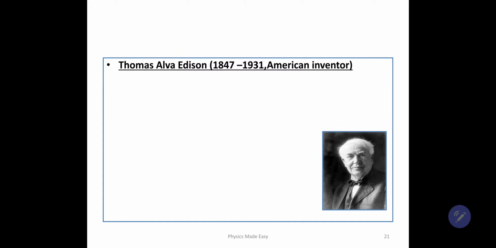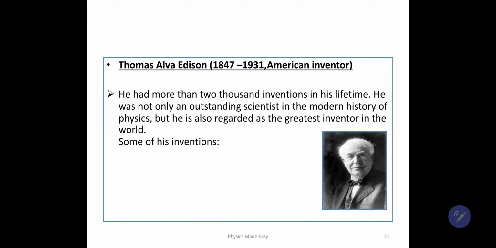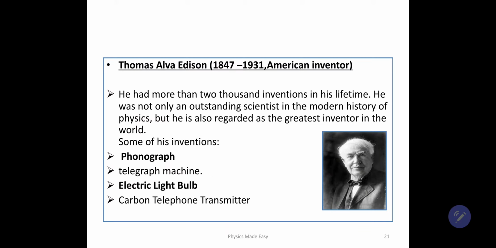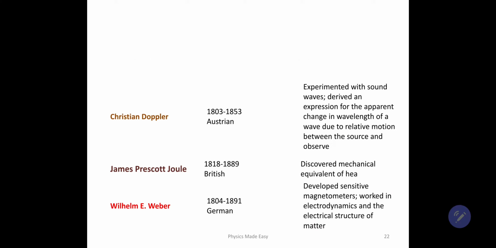Thomas Alva Edison, he had more than 2000 inventions in his lifetime. He was not only an outstanding scientist in the modern history of physics, but he is also regarded as the greatest inventor in the world. Some of his inventions are phonograph, telegraph machines, incandescent bulb, carbon telephone transmitter, etc.